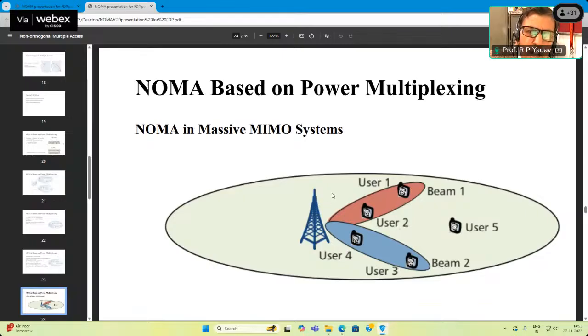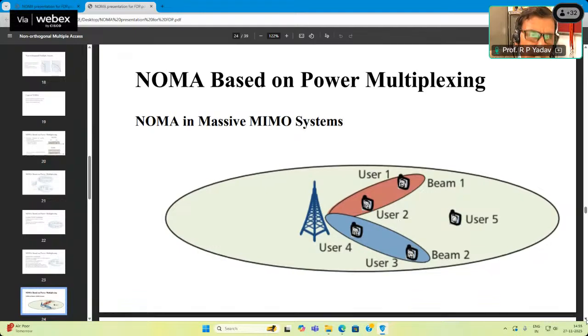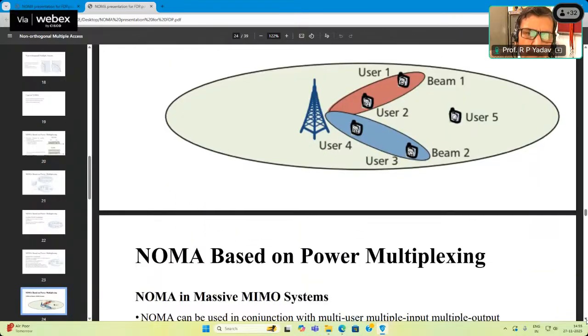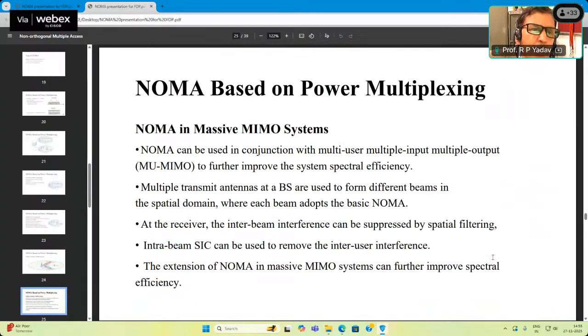This is how you can see this particular beam. And this is the most challenging part of the implementation of the 5G system that is coming up, and a lot of companies are still working on these solutions. Now, this is massive MIMO systems.